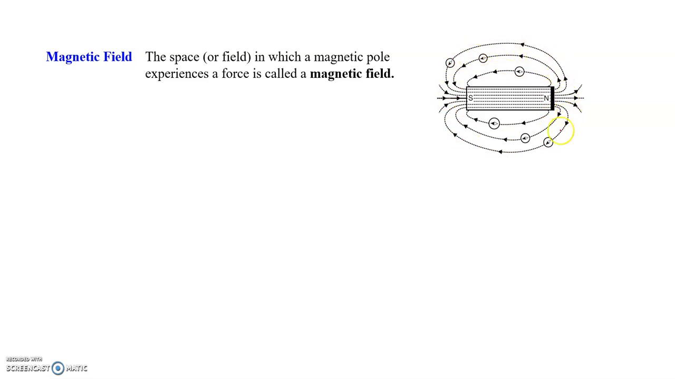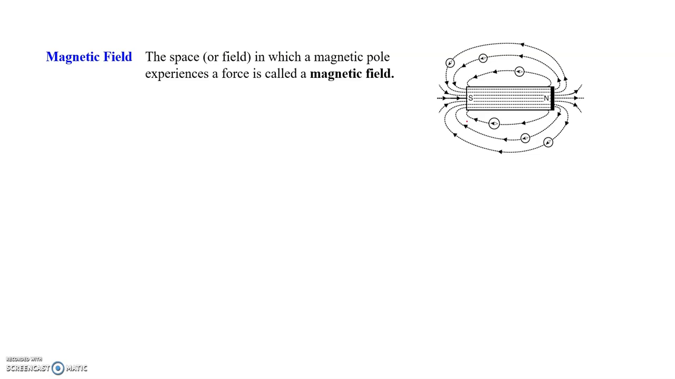So in this area or field, another magnetic pole experiences a force, so it is called the magnetic field. Magnetic field lines are everywhere. Here also there are magnetic field lines, but the strength of that magnetic field is very low, so the force experienced by this magnetic pole is negligible. In the particular space or field, the magnetic pole experiences the force, and this field is known as the magnetic field.